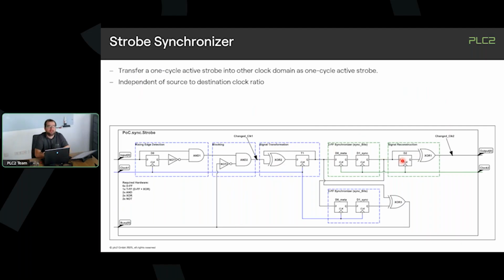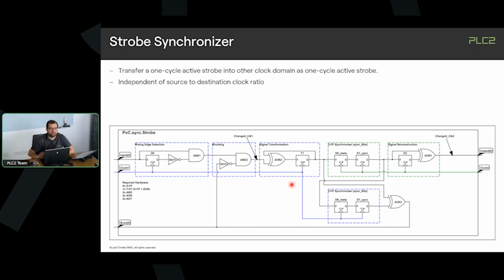If it goes from a faster clock domain to a slower clock domain, or from a slower clock domain to a faster clock domain, you find all weird implementations. With what I'm showing here, this is independent of any ratio from slow to fast, whatever you have.